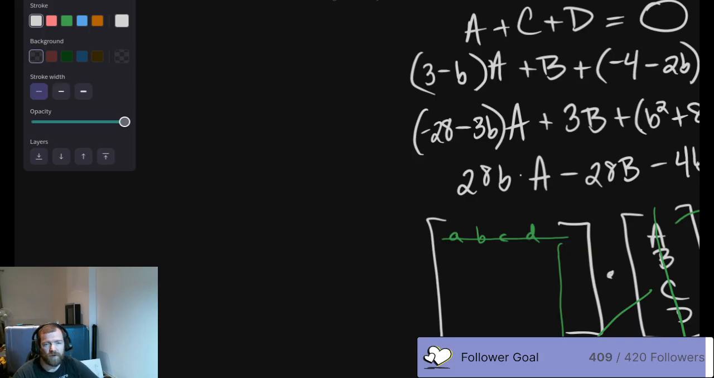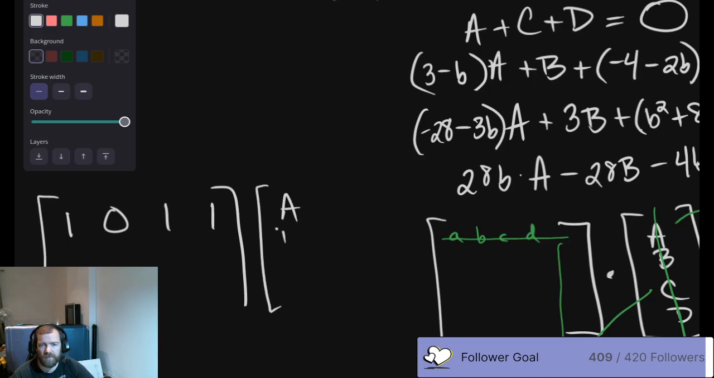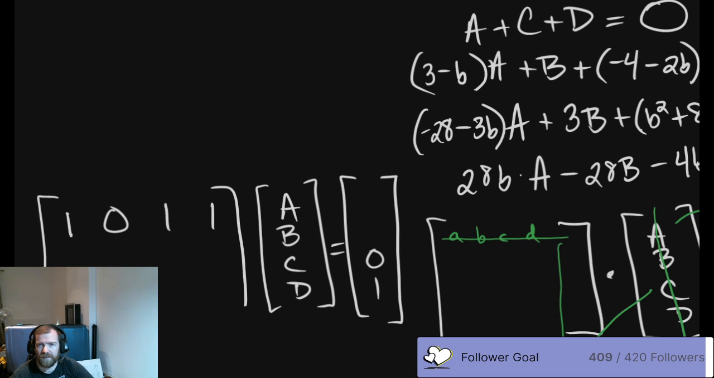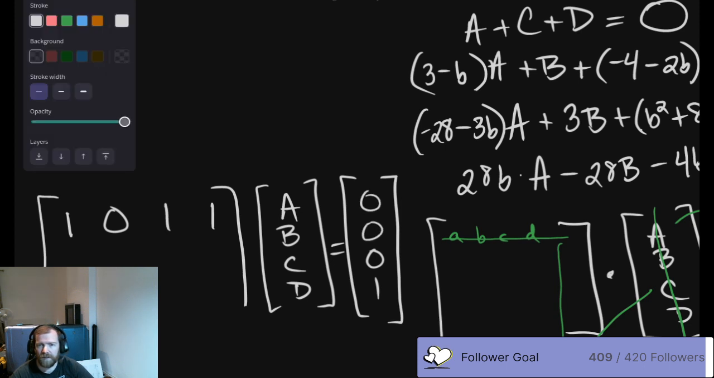Okay, so we want our coefficients. So our coefficients for our first equation are going to be 1a, no b's, 1c, and 1d. This is multiplied by our variable matrix, ABCD. And again, our resultant matrix out of this is 0, 0, 0, 1.